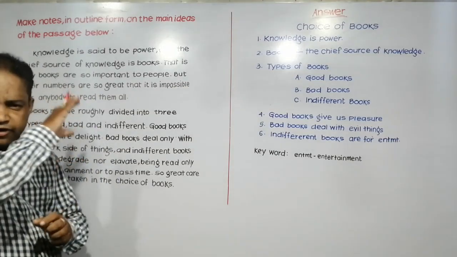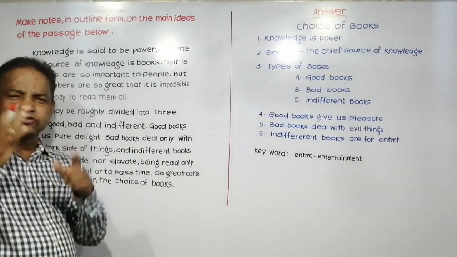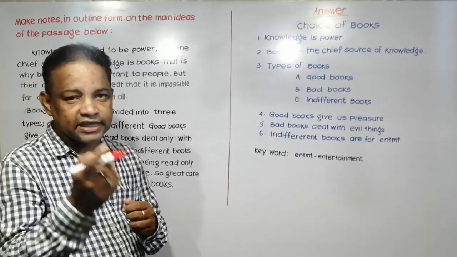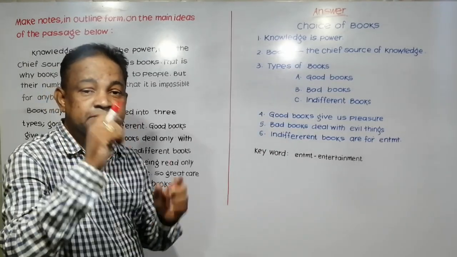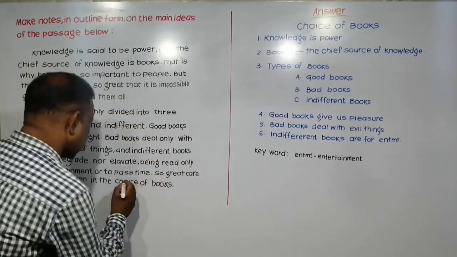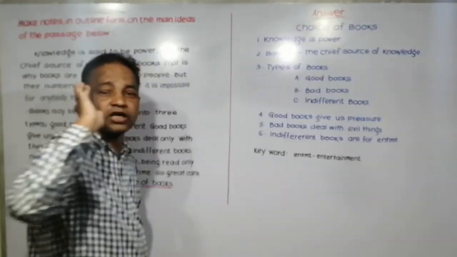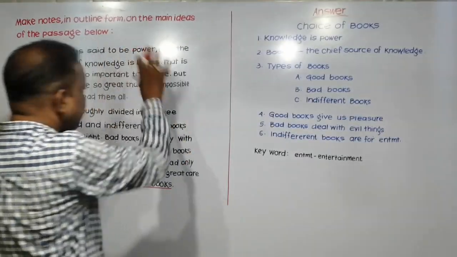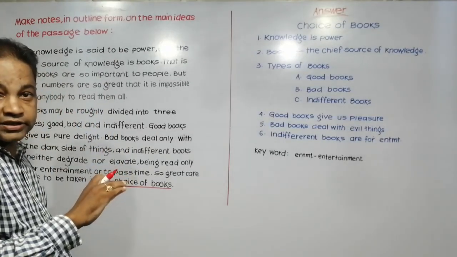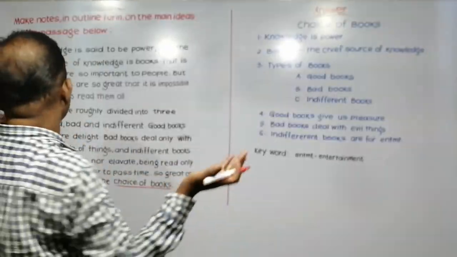Right. After reading this passage, first of all, I would like to think of the title. Do you know where the title is? The last line of this passage is our title. That one is choice of books. Yes, we got the most important part. Then we have to underline the most important things. We have to avoid repetition. All these things we have to do.